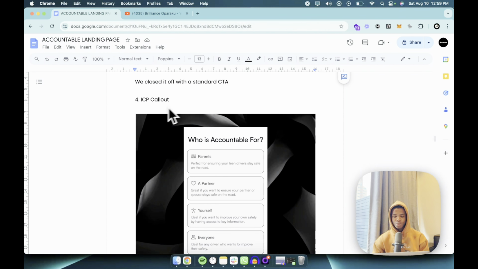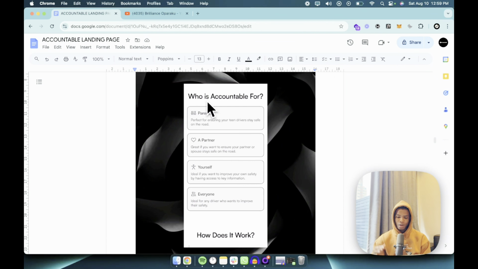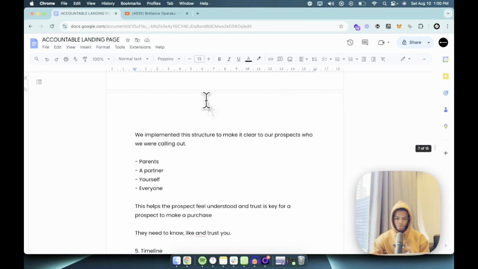The next one is the ICP callout, right? So who is Accountable for? Now it depends on what you're trying to build. You don't necessarily have to call out all the ICPs, but because we're targeting multiple ICPs with this particular landing page, we call them out. But most times it is ideal to keep it to a specific ICP, right? One landing page for each vertical or for each ICP. That's how you want to do it for the most part. This we're still testing. We're still going to share the results, most likely on Twitter. But anyways, this is what we did.